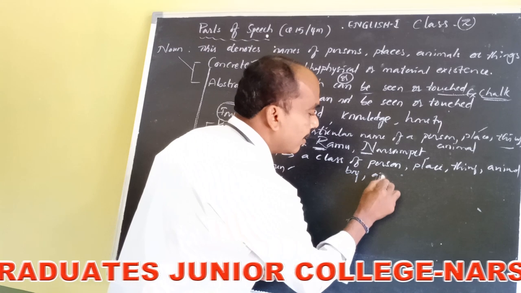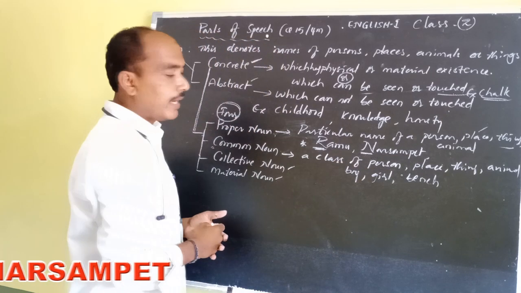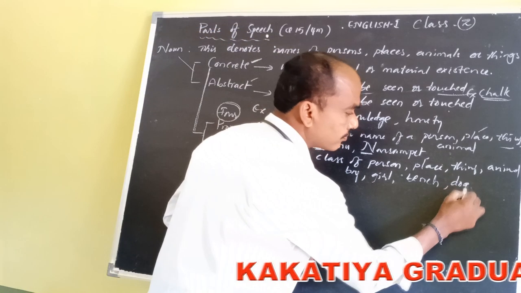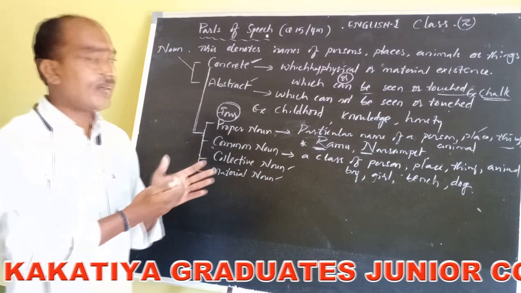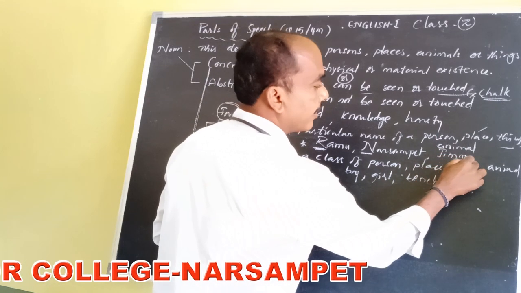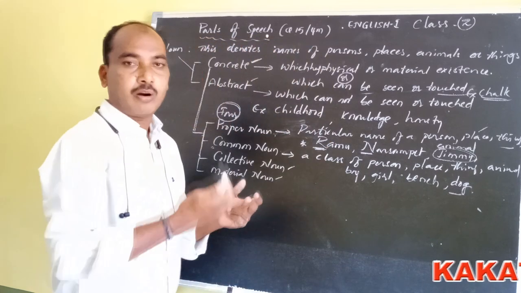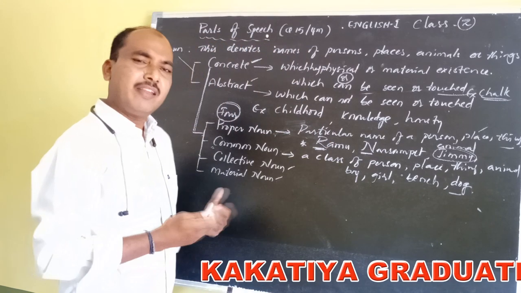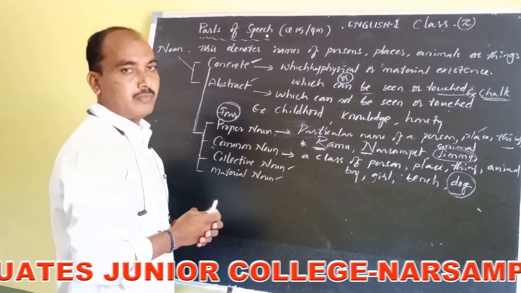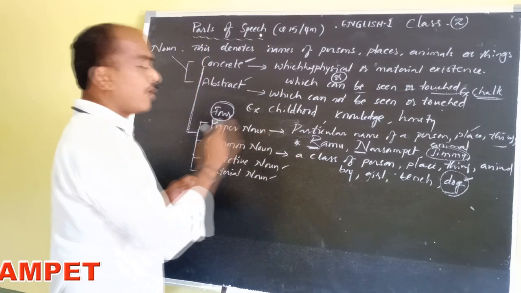Next, girl. Next, bench. This is a class of thing, this is a class of person, class of animal. Class of animal means dog. Maybe a dog has a particular name, which is called a proper noun, for example Jimmy, Tommy. That is the name of the dog. But Jimmy is a dog, Tommy is a dog, Marcus is a dog. Anyone is called a dog. This name is used for a particular class of dogs. Dog is a class. So these kinds of nouns are called common nouns.